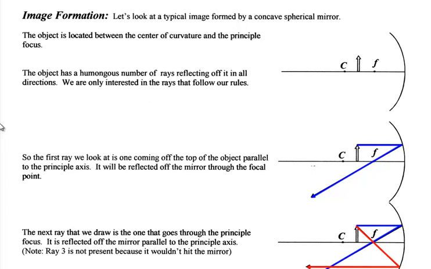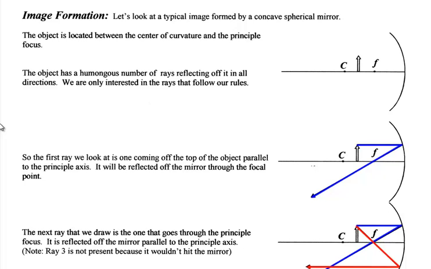This is what's going to happen. There's a lot of things to memorize. You're going to have to remember what happens if the object is between the center of curvature and the focus? What happens if it's at the focus? What happens if it's in front of the focus? You're going to have to memorize these things, otherwise you're going to have to take the time to draw the ray diagrams to figure out the answer.